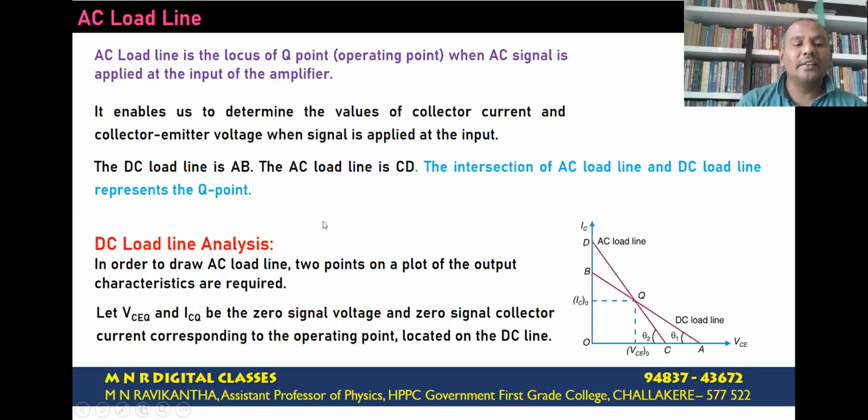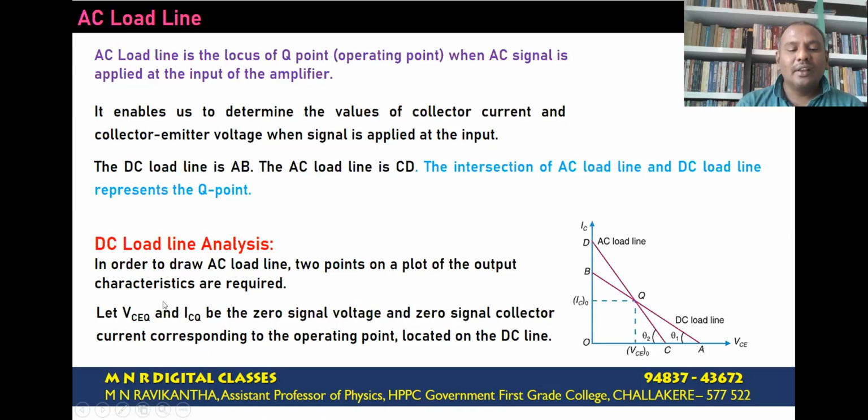To understand the AC load line, let us recall the DC load line analysis. In order to draw the DC load line, we choose 2 points. Similarly, to find the AC load line, we have to choose the 2 points on the output characteristic curve. First, we need to find those 2 points.